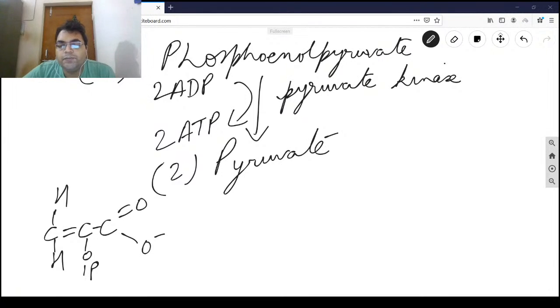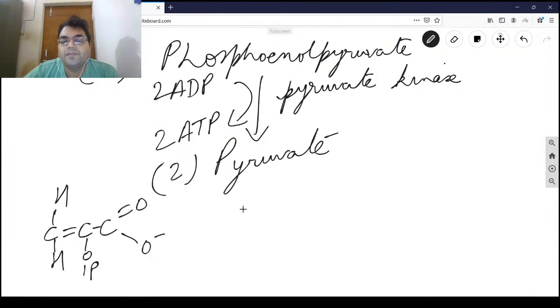So this is your phosphoenolpyruvate, and now this phosphate needs to be removed. What you will get is, you can put a double bond here, very easy. When you put a double bond there, it becomes a very specific double bond. And one more, you can put one more H.